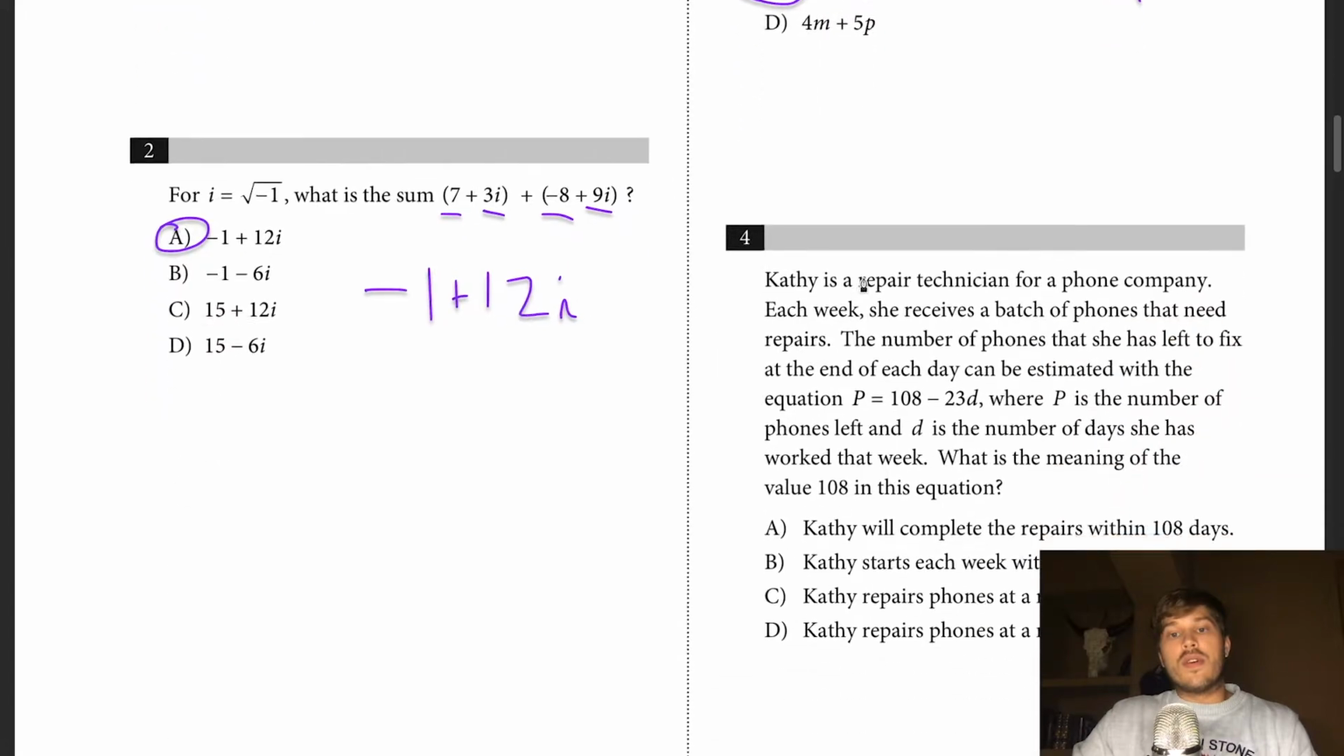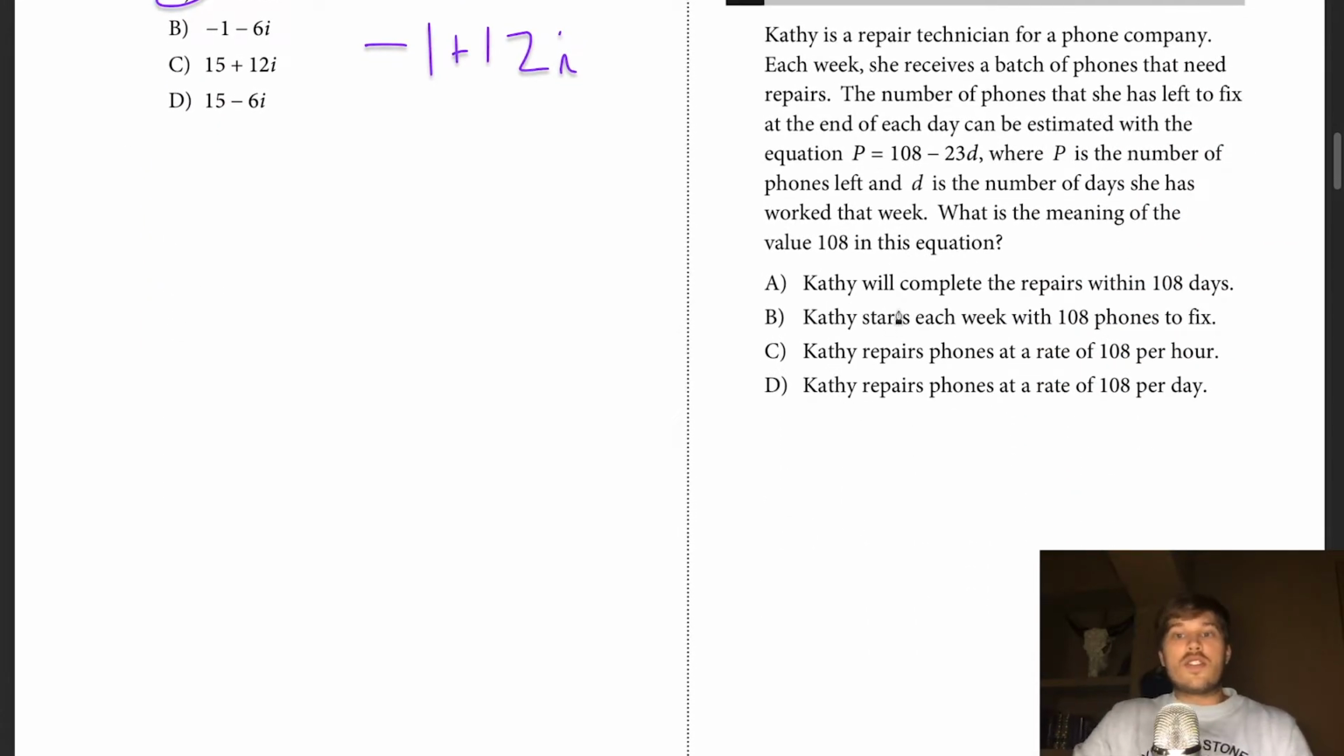All right, number 4, what are we doing? What's this question saying? It's saying, what is the meaning of the value 108 in this equation? Let's look at this equation. P equals 108 minus 23D.